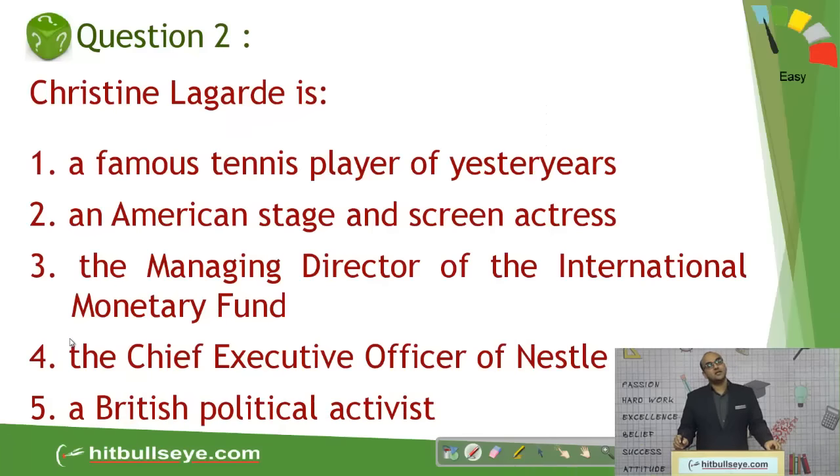Moving on to the second easy level question. Christine Lagarde is a famous tennis player of yesteryears, an American stage and screen actress, the managing director of the IMF, a chief executive officer of Nestle, or a British political activist. Now, this is also a very straightforward answer. Christine Lagarde is in the news a number of times as the managing director of the International Monetary Fund.